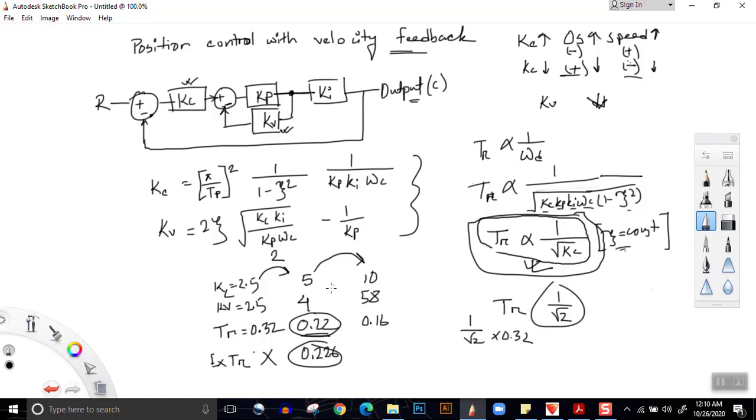Again, from this to this, the value of Kc is doubling. So as a result, this should be 0.22 divided by root 2. So what is 0.22 divided by root 2? It is 0.155, which is very close to 0.16. So this phenomenon, that TR is proportional to 1 by root Kc when zeta is constant, is proved by the data table. One thing you need to be very careful about is that this is true only if zeta is constant.